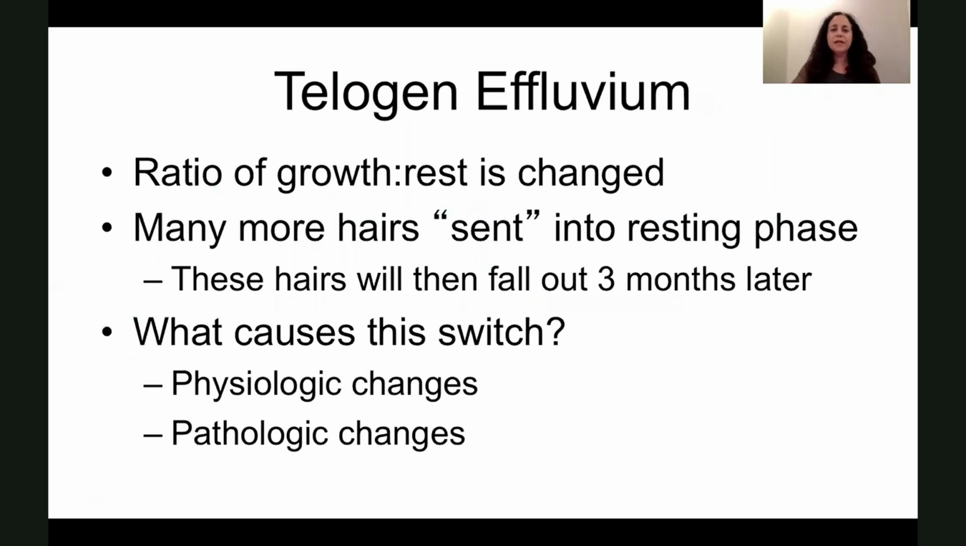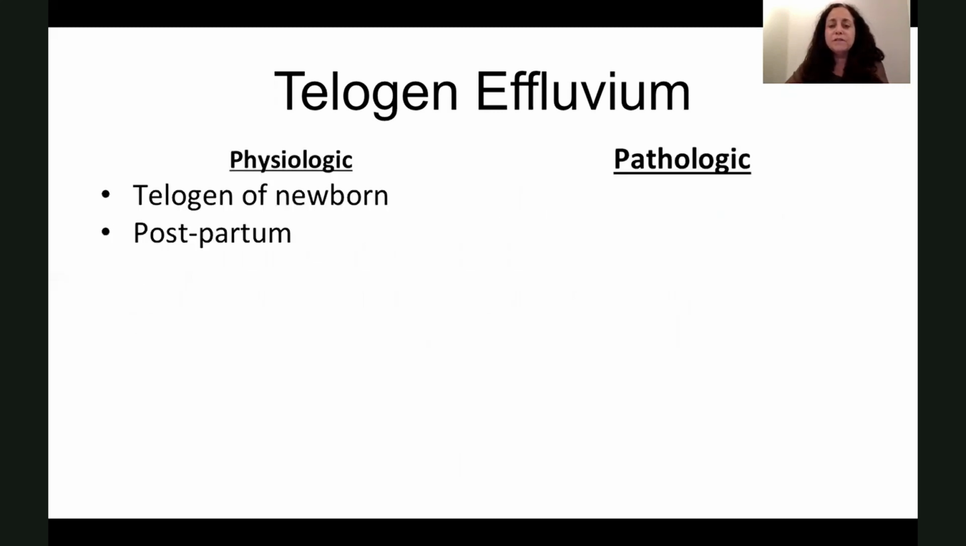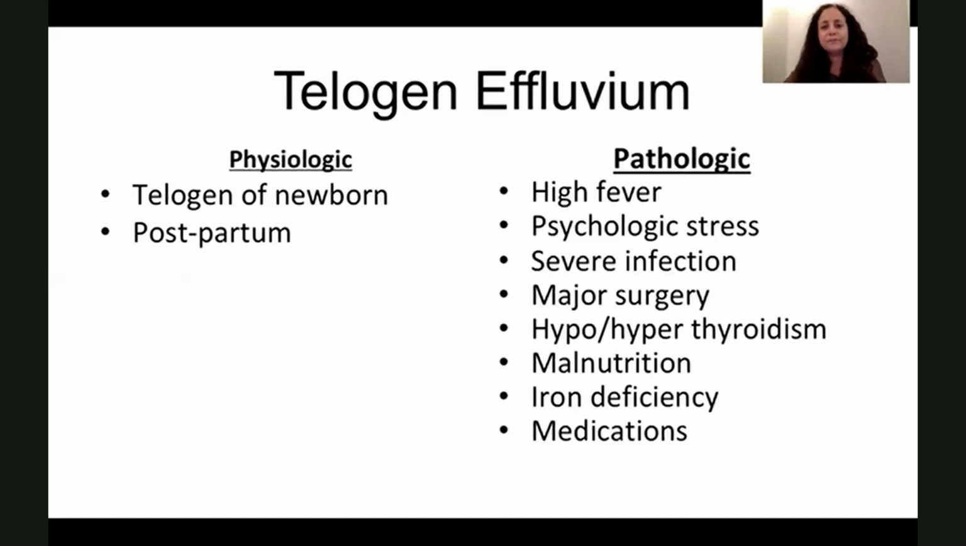Telogen effluvium is a condition where the ratio of the growth of the hair to resting is changed. And so more hairs are sent into the resting phase, and then these hairs will follow approximately 3 months later. It can range from about 1.5 to 4 months. What can cause this switch from changing the hairs from anagen to telogen? There's both physiologic and pathologic changes. Physiologic can include telogen of the newborn, where we often see babies, newborns shedding their hair, and women postpartum can get a telogen effluvium as well.